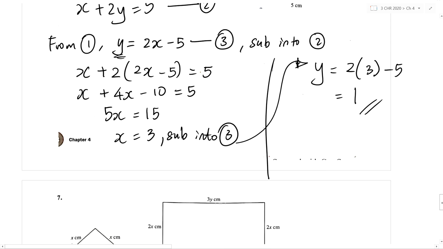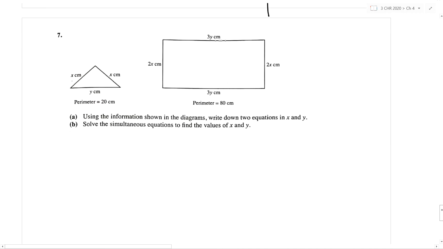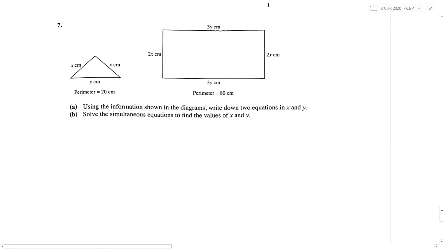Okay, and one last question. 7. Here we have a triangle and a rectangle, quite clearly different size, and quite clearly different perimeter. Triangle seems to be much smaller. So now we have to write out 2 equations in x and y. It is a similar question to the previous one. Okay, so let's take 3 minutes to form our equations first. Okay, we all should have the same equations.